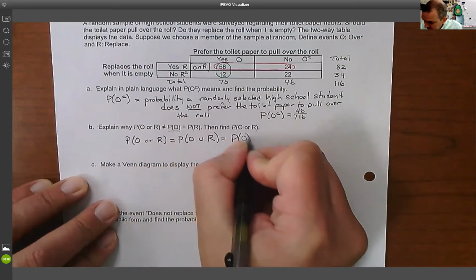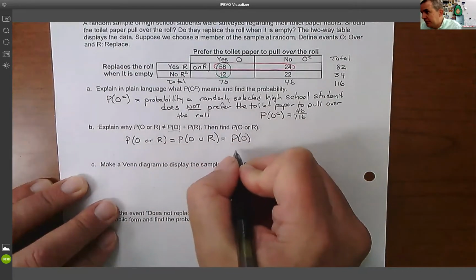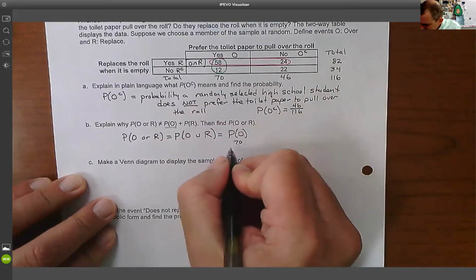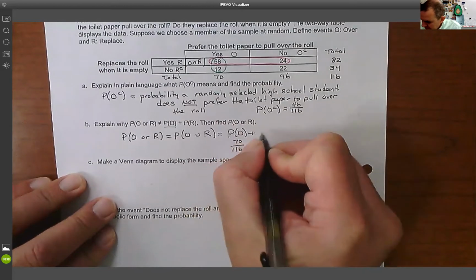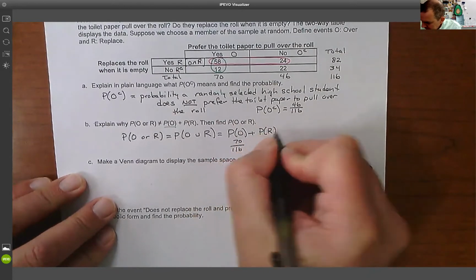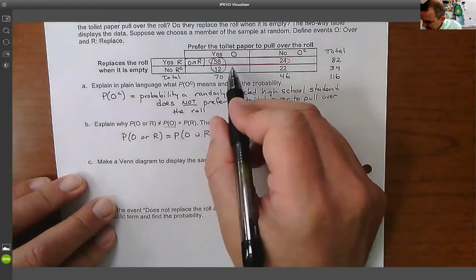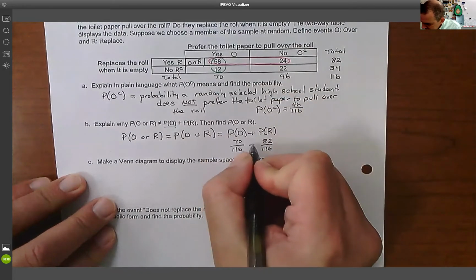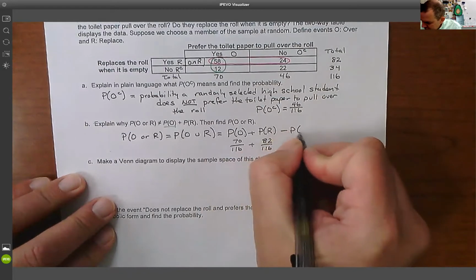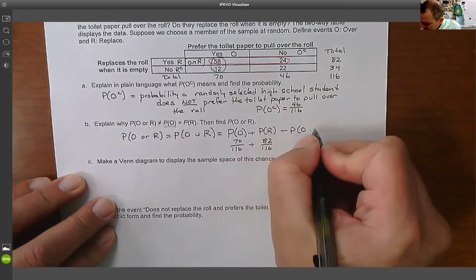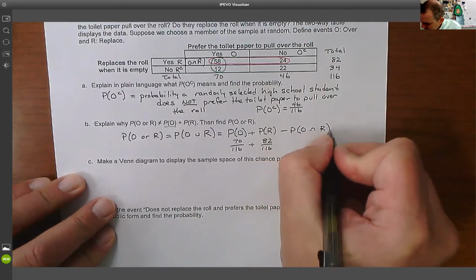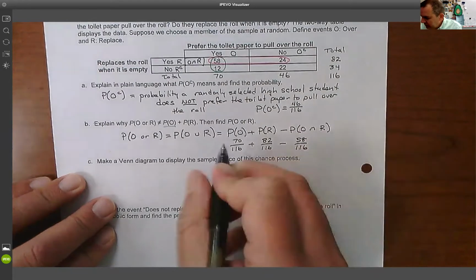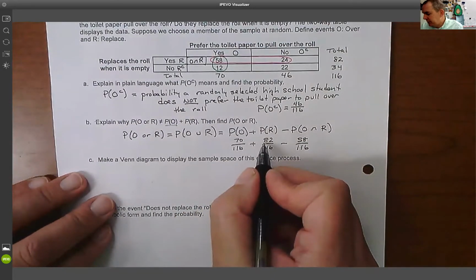to the probability of O. So in this case, the probability of O happening is going to be 70 out of 116, plus the probability of R. And we just figure R is going to be replaced, and those are going to be those 82 people out of 116. But what we need to do is subtract the overlap, and that's going to be our O and R. That's these people, the double counts, minus 58 over 116. So 70 plus 82 gives me 152.